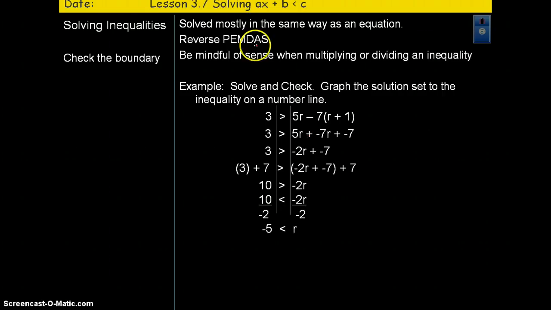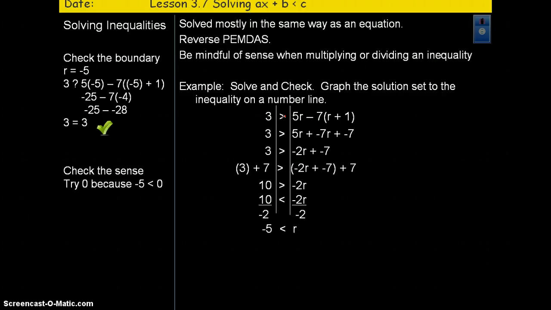Check our boundary point. It should make the original inequality actually an equation, equal on both sides. So testing it out, following our order of operations, says that 3 equals 3, so that means that our value of -5 is correct. We always want to check the sense of the inequality. I'm going to try a 0 for r, since -5 is less than 0. If I test out a 0 in the original inequality, greater than holds true. 3 is greater than -7. So that checks out too.